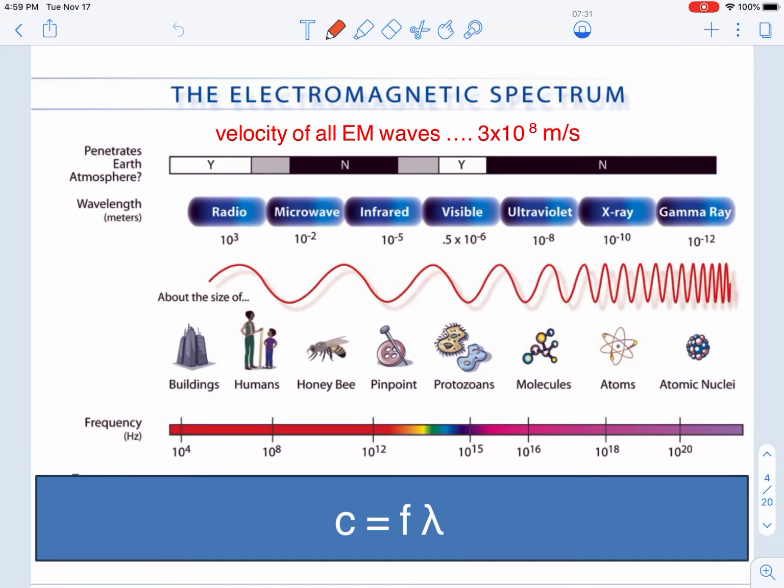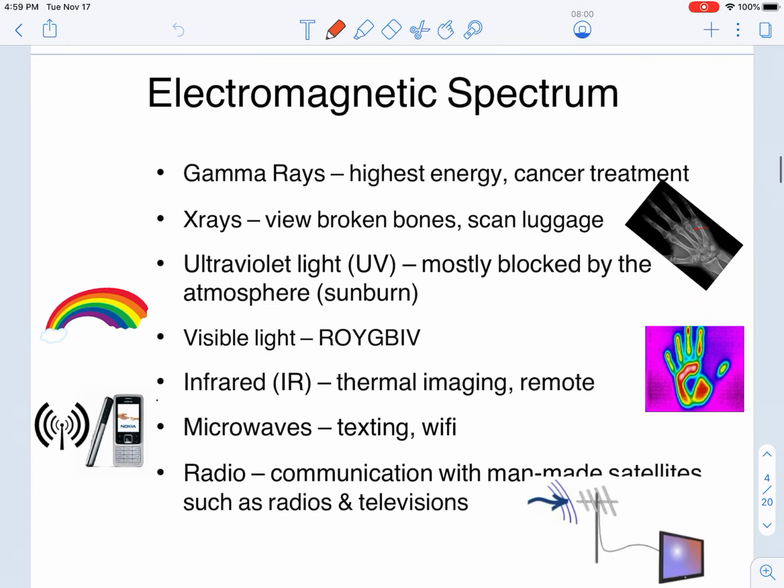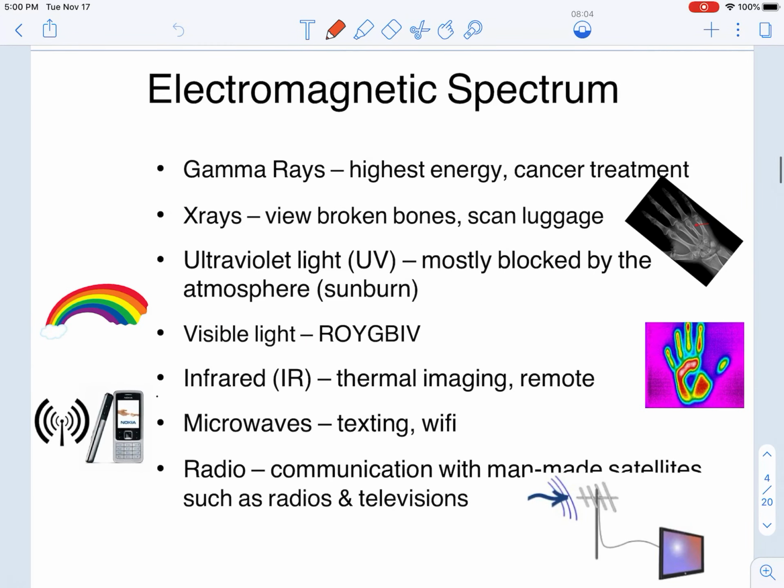So our energy is going to correspond with the frequency. And what I mean by that is the higher frequency waves are also going to have higher amounts of energy along the spectrum. Once again, all waves on the electromagnetic spectrum are going to travel in a vacuum or in outer space at a speed of 3 × 10⁸ meters per second. So we are going to use the formula c = fλ for all electromagnetic waves, where we will use 3 × 10⁸ as the value for c.